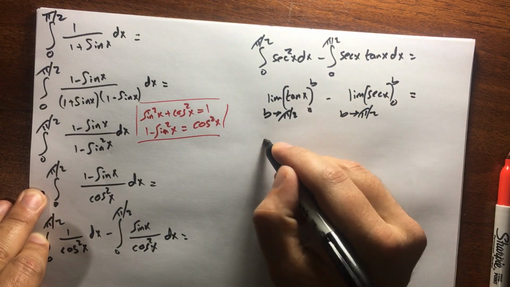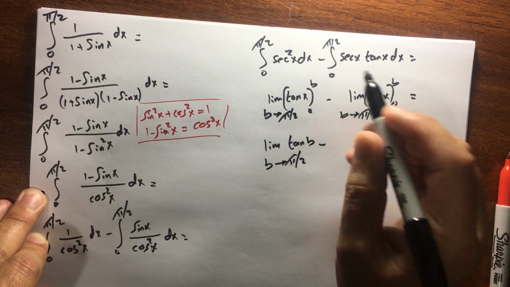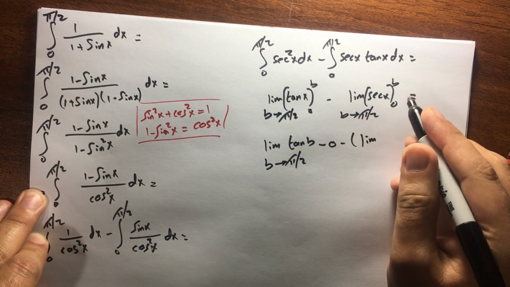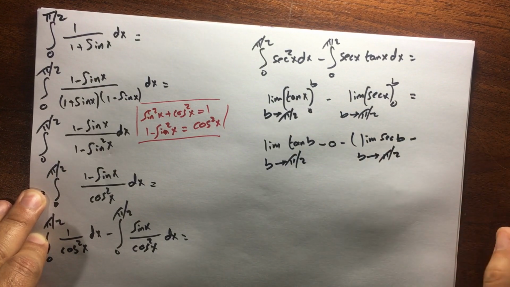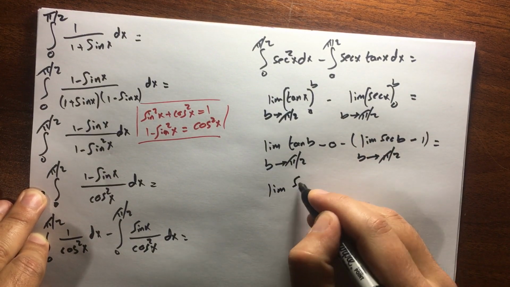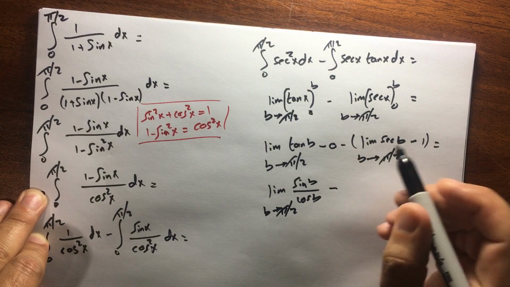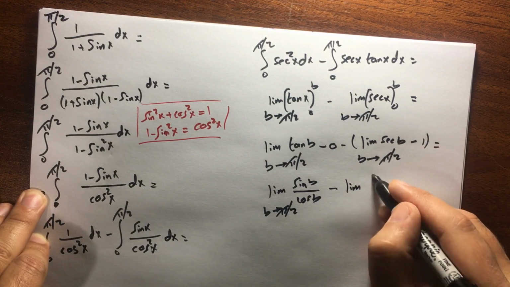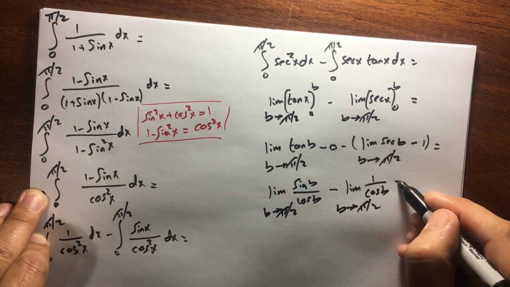So now we have the limit of tan b as b goes to pi over 2 minus tan of 0, and tan of 0 is 0, minus the limit of secant b as b goes to pi over 2 minus secant of 0, which is 1. So we have the limit, where we write tan b as sine of b over cosine b, as b goes to pi over 2 minus 0, and minus the limit, where we write secant b as 1 over cosine b, as b goes to pi over 2 minus negative 1, which is plus 1.